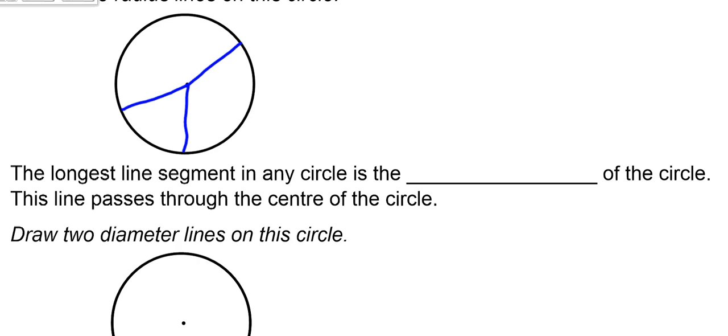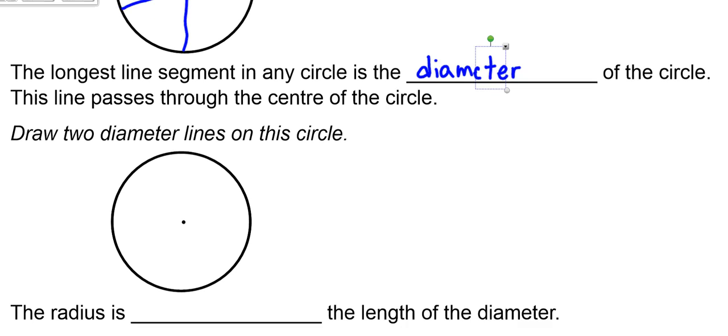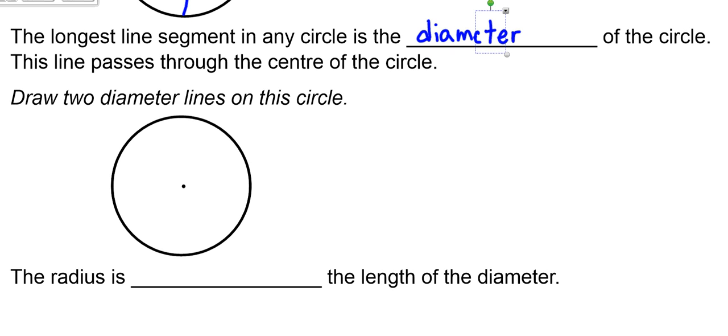The longest line segment in any circle is called the diameter. This line passes through the center of the circle. So if I want to draw a diameter, it's going to be very similar. It's going to go all the way across, but it has to go through the center. So I might draw it like that.